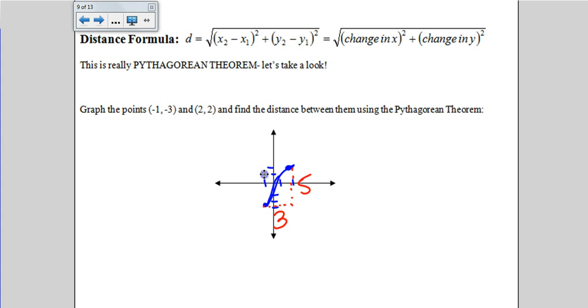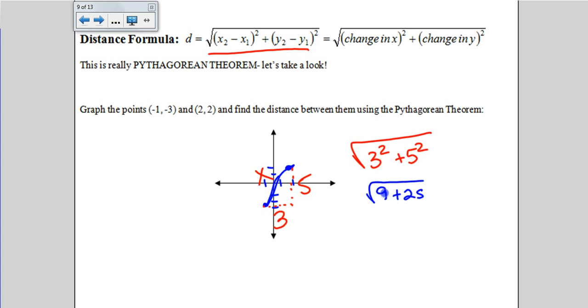So to find the distance, he would simply do Pythagorean theorem, which would say square root of 3 squared plus 5 squared. Well, that's exactly what distance formula would have you do. Take the difference in the x's, or the change in the x's, and square it. The change in the y, square it, and then square root the answer to find the hypotenuse. So our answer here would be square root of 9 plus 25, which is the square root of 34.